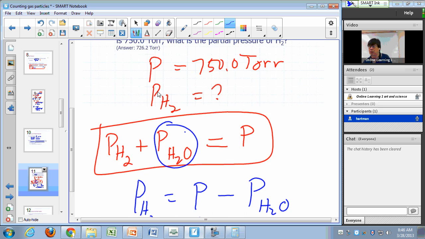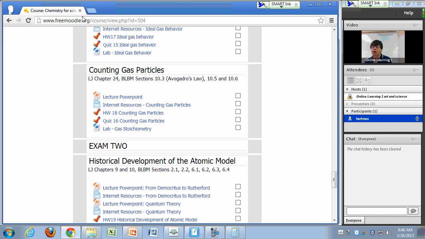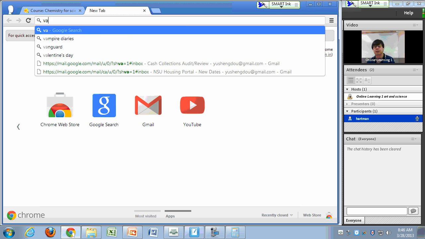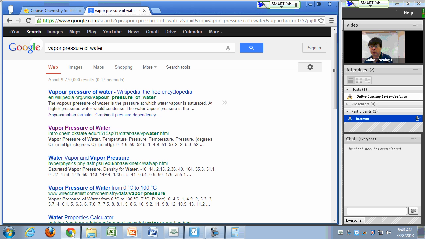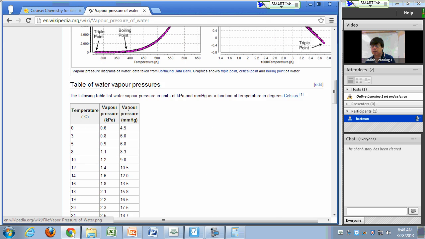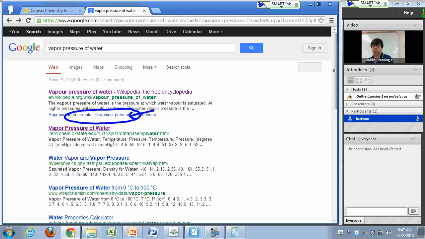This is a number that you can look up from tables. Let me see if I can do a quick lookup for you. You can just Google this. You say vapor pressure of water, and you can even find it at different places. So let's see. This is Wikipedia. There it is, 23.8 at 25 degrees Celsius. 23.8 torr. There's a variety of other sources.